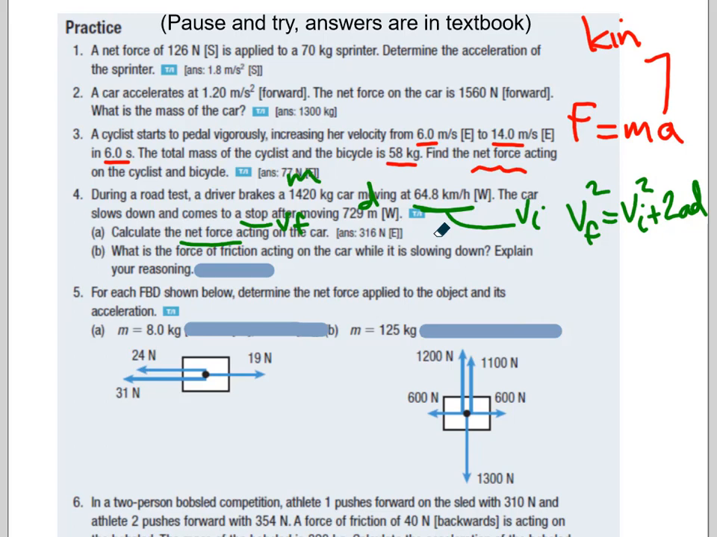Now the next question is, what is the force of friction acting on the car while it's slowing down? Well, there's only one force that's acting to slow it down. That is the force of friction, so we should find those two answers are the same.